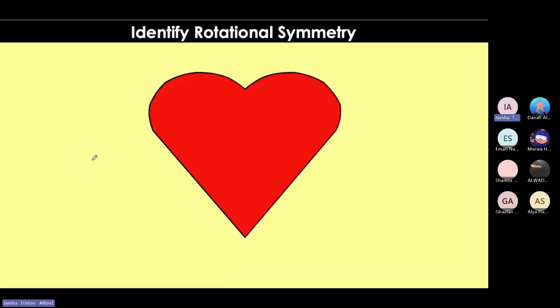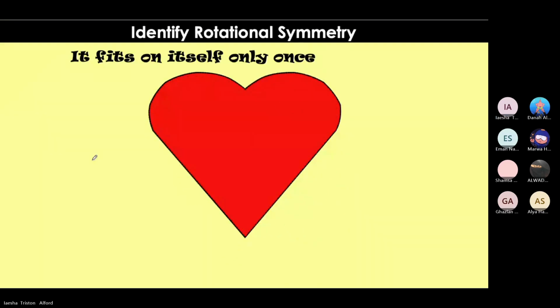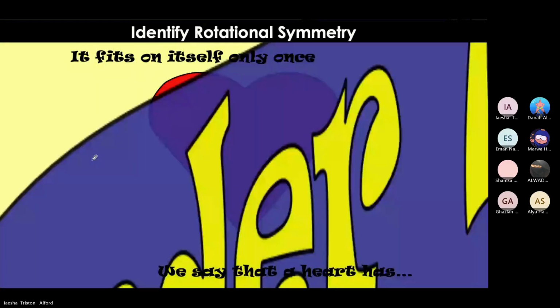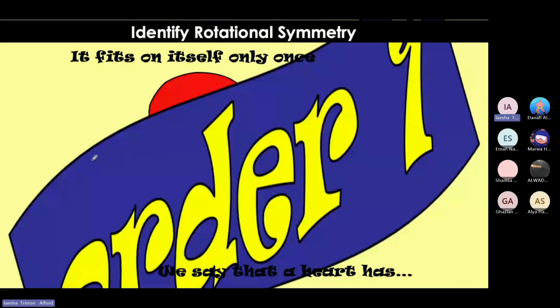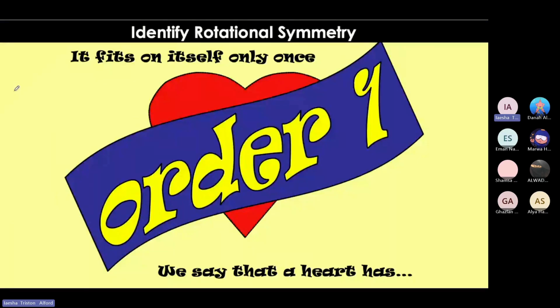This one, how many turns? What's the order you think? Not 0, it's 1. It's 1 full turn. So the order is 1. What would be the magnitude? 360. 360 divided by 1 is gonna give you 360.